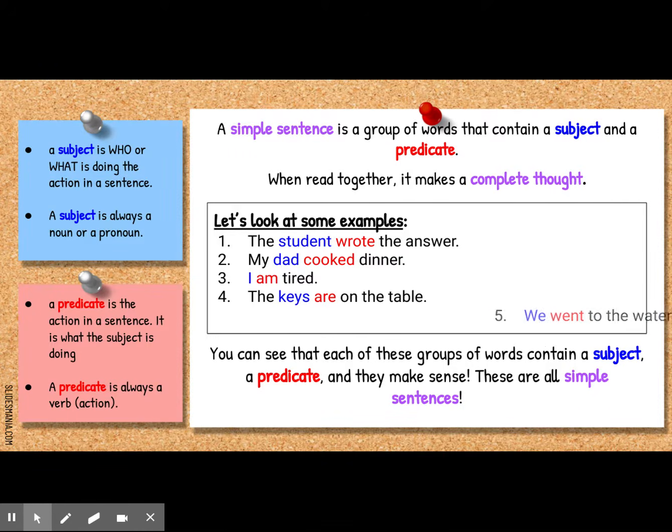And number 5, we went to the water park. In this sentence, we are the subject and went is the predicate. All of these are examples of simple sentences.